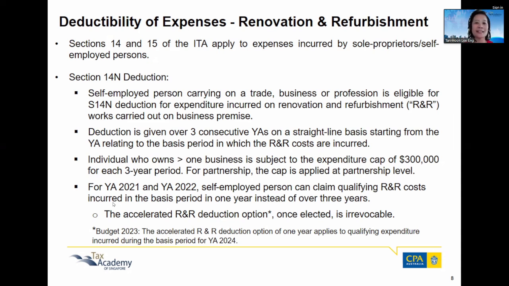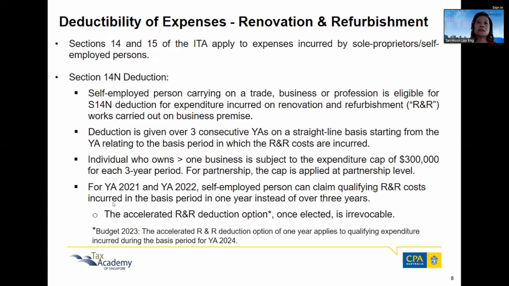Full screen. Okay, so next we talk about deductibility of expenses. Okay, so this one we have is the renovation and refurbishment. In short we call it R&R. As a self-employed person, he will incur quite a number of expenses. Rightfully speaking, renovation and refurbishment is more capital. But in the Income Tax Act, we have it under Section 14 and specifically allowed.